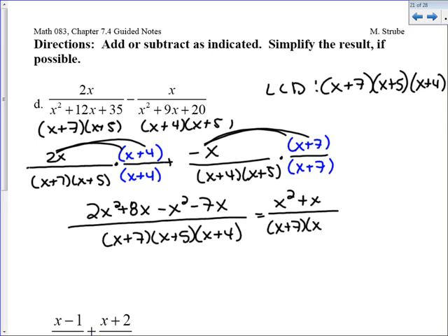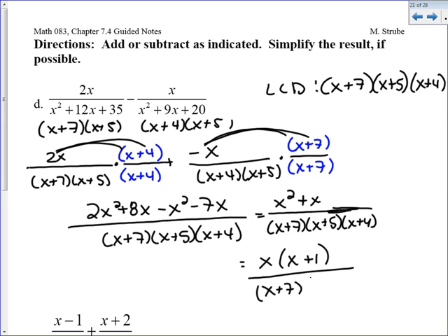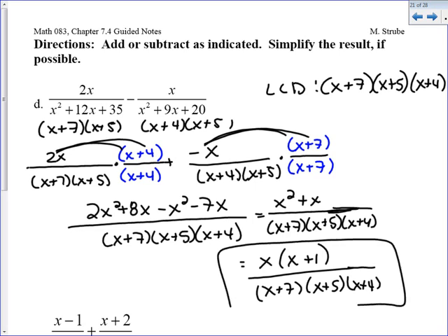And am I able to factor the numerator at all? Can I factor my numerator at all? X squared plus x? What do they have in common? X. Does it get me anywhere? No. Oh well. We had to try. One of these days it'll work and we'll be able to cancel something, but not today.